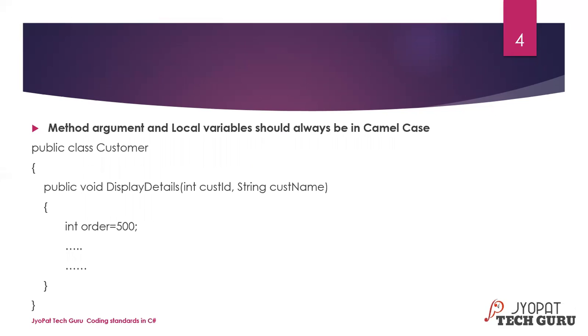Next, method arguments and local variables should always be in camel case. You can observe the example here. There is a class called Customer in which I have a method called DisplayDetails, which contains two arguments, custID and custName. Here Customer C is capital, DisplayDetails D and D are capital, and within the arguments custID, C is small case and ID is capital. Again C small, capital N for name. So usually the local variables you can always give in lower case.